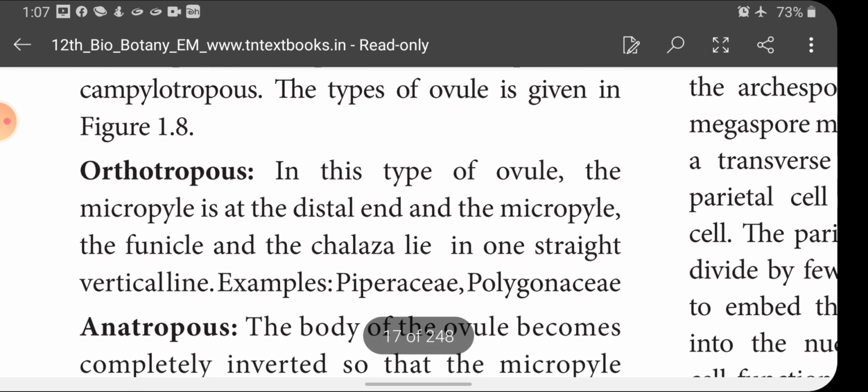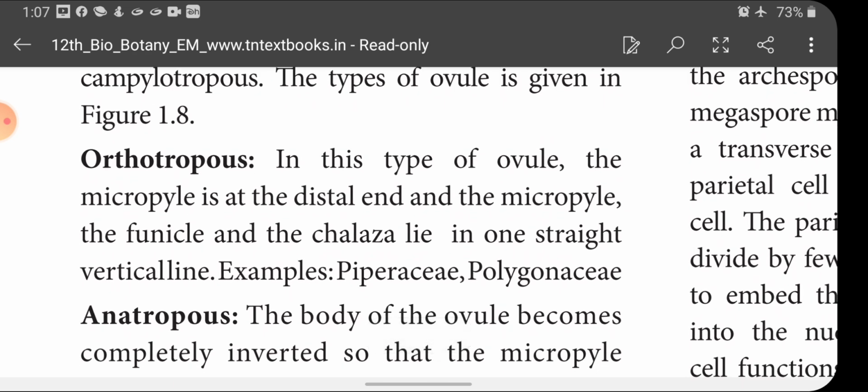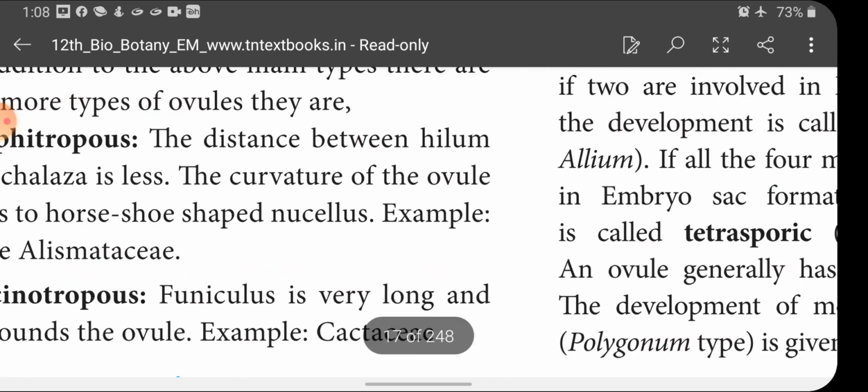Let's see orthotropous. In this type of ovule, the micropyle is at the distal end, and the micropyle, funicle and chalaza lie in one straight vertical line. Example, Piperaceae, Polygonaceae. Let's see the figure, if it is there.